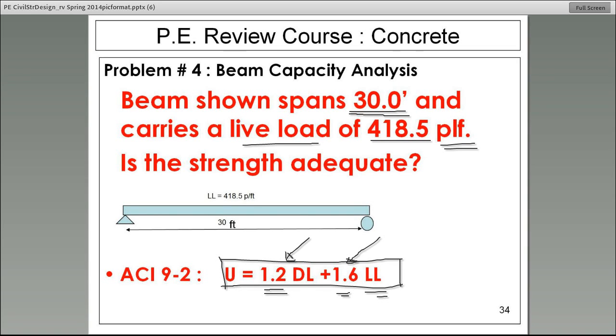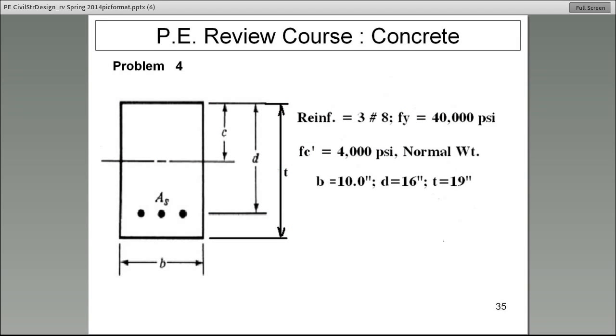We have a higher load factor for live loads because they are less predictable than dead loads are. Let's move on. I want you to follow this calculation, and I will tell you this is a comprehensive problem, what we're solving right now. On the test, however, each step that I'm showing you could be a problem by itself.